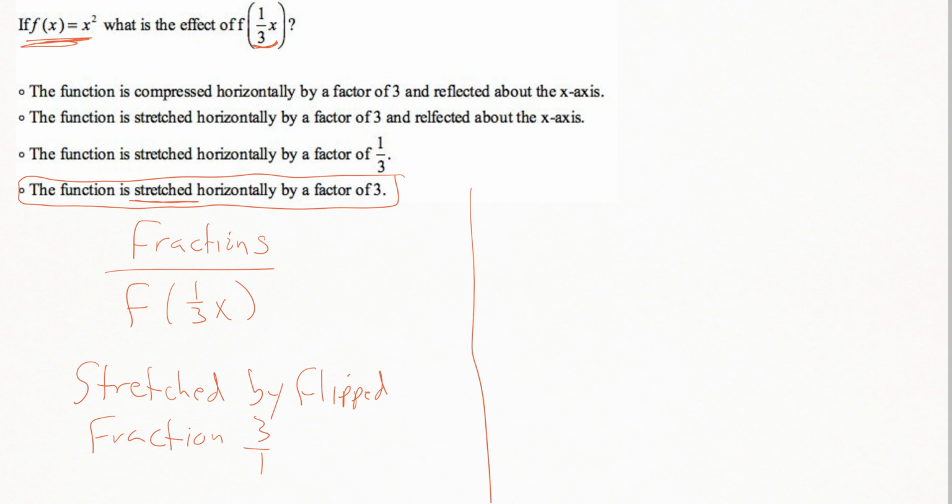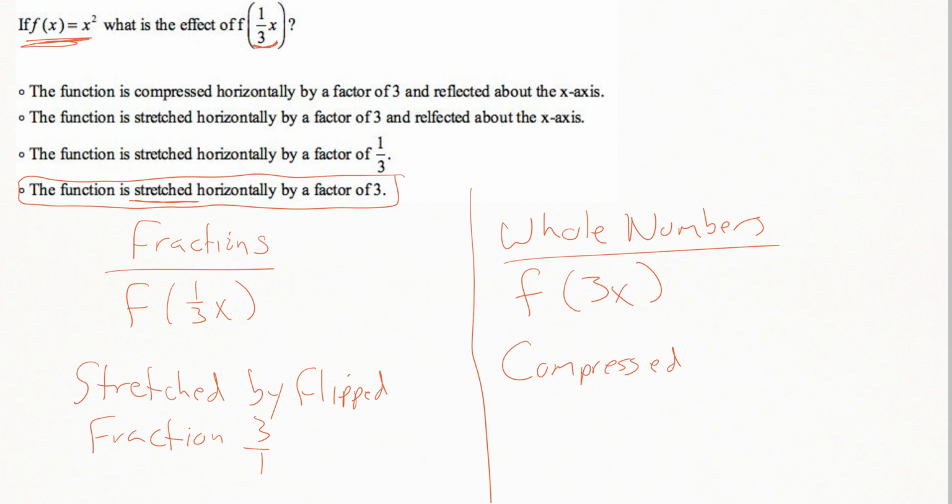The other way that you could see this, it would have had whole numbers. And so if you have whole numbers instead of fractions going on inside there, in that situation it would look something like f of 3x. Then the word you'd be looking for would be compressed, and the number actually would stay the same. You would not flip. And so in this situation, you would say it's compressed by a factor of 3.